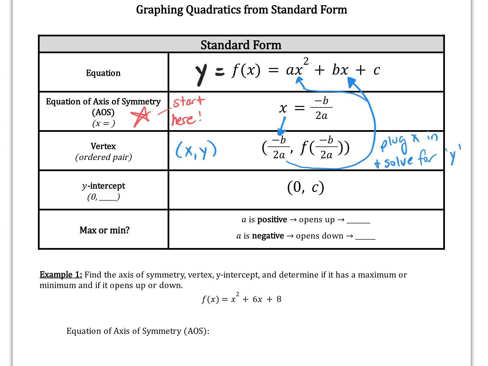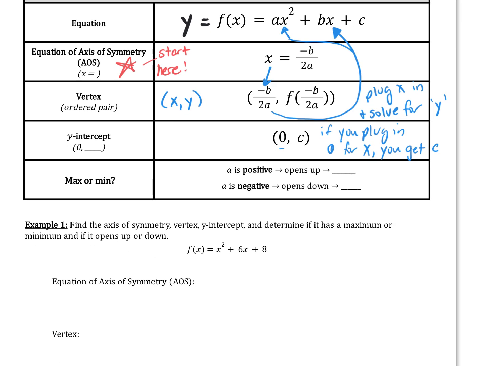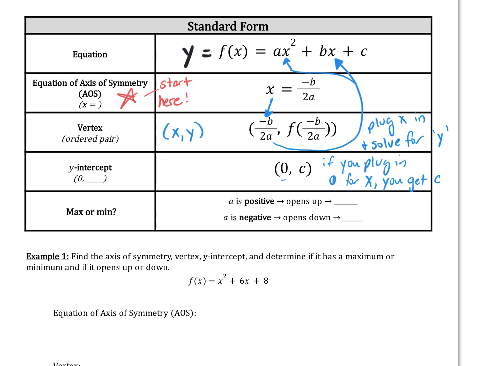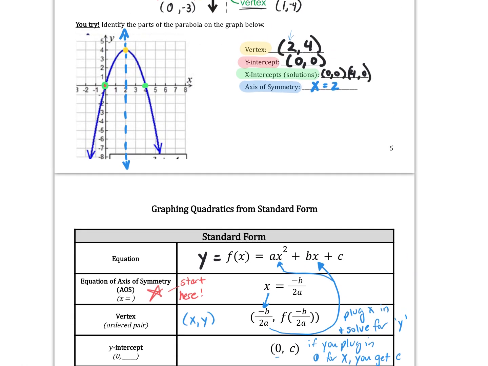Now, your y-intercept, where your parabola crosses your y-axis, is always the same format, 0, comma, c. So whatever your c value is, you're going to plug that in right there. And the reason why is if you plug in 0 for x, you get c. You don't necessarily have to write this down, but here's the deal. You're going to use this when we use the other forms. So if you understand that when you plug in 0, you're going to get c, because look at our y-intercept.